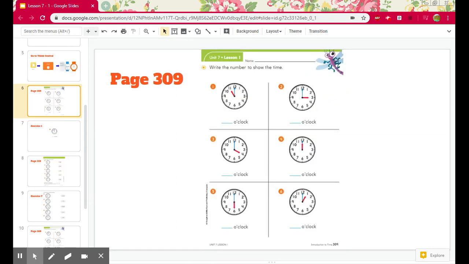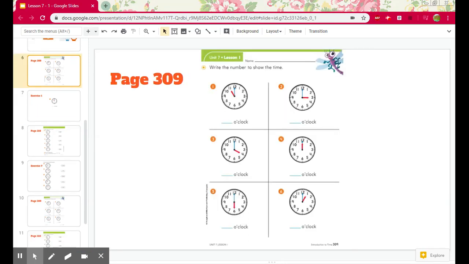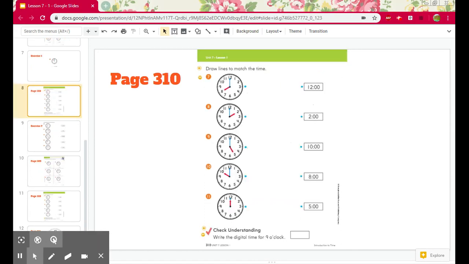Please open up to page 309 in your student workbook. Let's take a look at exercise 1. The hour hand is pointing to 11. The minute hand is pointing to 12. So it is 11 o'clock. If you would like, please pause the video and finish up page 309. Otherwise, please open up to Student Workbook page 310.